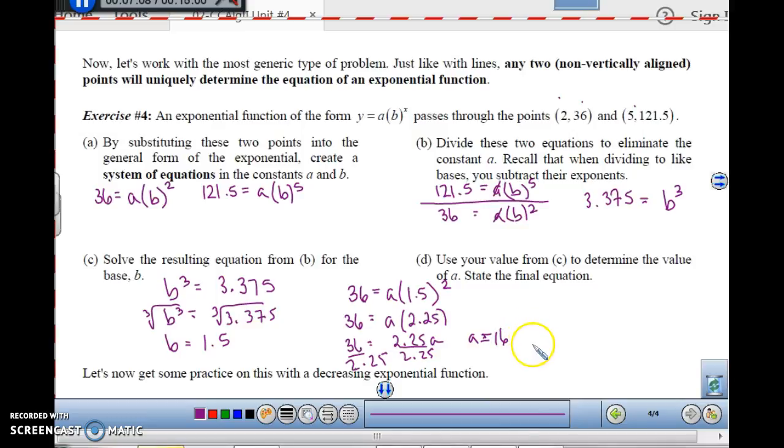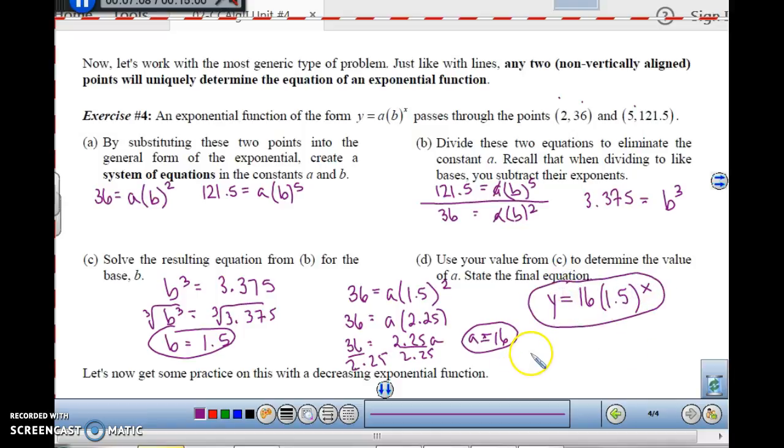Okay, so now I have enough information to write my equation. I know that a is 16, and I found that b was 1.5. So my equation is going to be y equals 16 times 1.5 to the x. There we go. So all we're doing is figuring out, using points, what our equation is. Now notice here we divided because this is an exponential function. When you do an exponential function, you're multiplying each time. So to undo that, you would have to divide. So basically what we're doing is we're writing two equations, dividing them to find b, and then using your b and one of the points to find a.